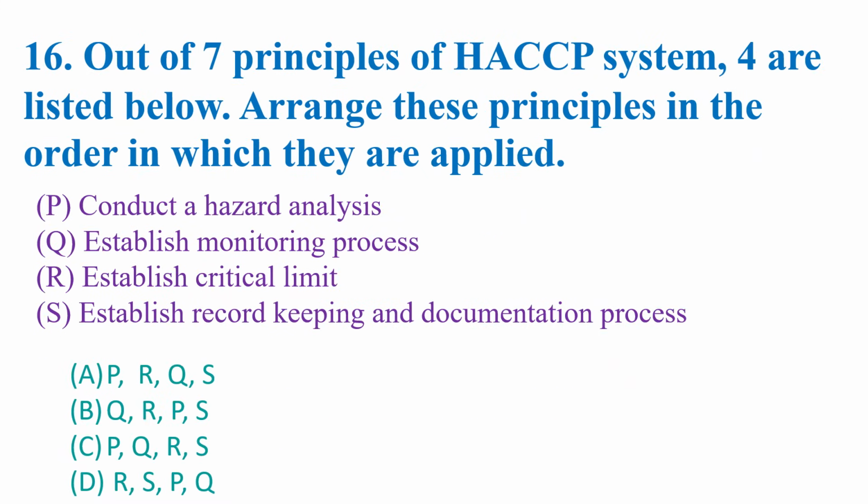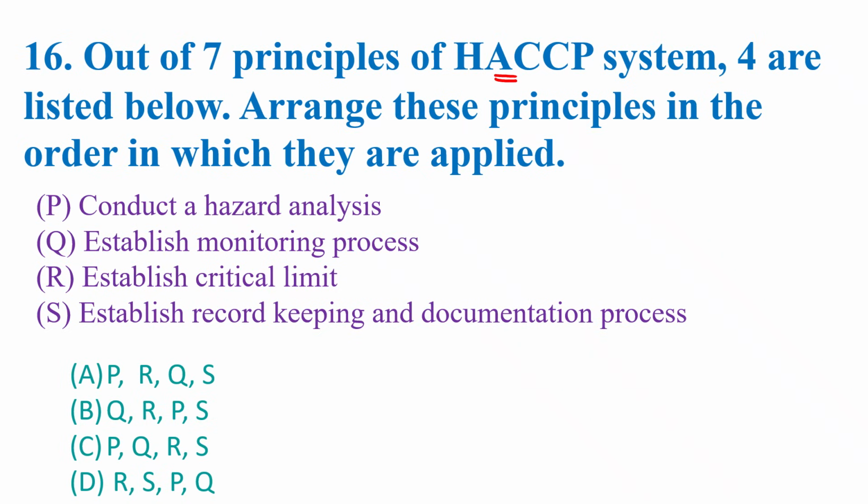Now question number 16. Out of the 7 principles of the HACCP system, 4 are being listed over here. We have to arrange these principles in order in which they are being applied. So in class we read the mnemonic of HACCP 7 principles. HACCP stands for hazard analysis and critical control point.